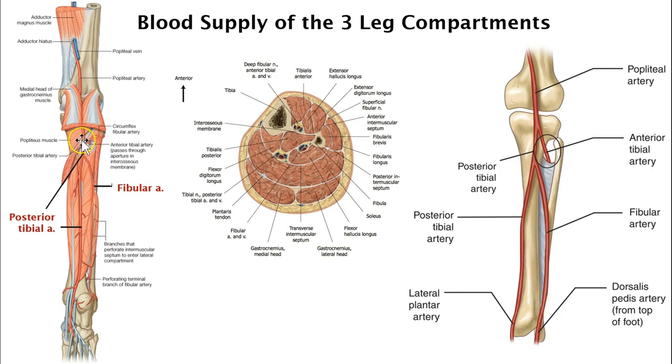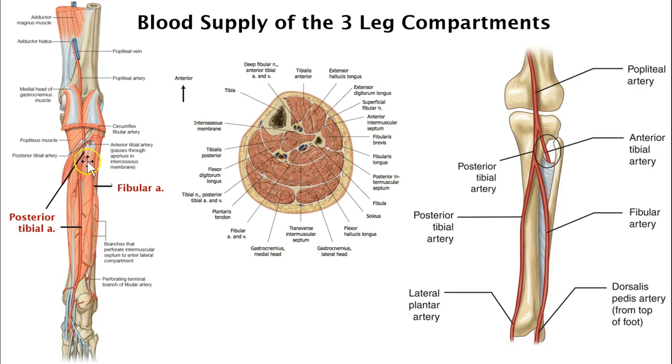Here we see the split of the posterior and the anterior tibial arteries. Posterior, again, continuing down. We're going to find that posterior tibial artery course medially, but stay posterior, at least posterior to this medial malleolus. So it's going to course between the medial malleolus and the calcaneus on that medial side.